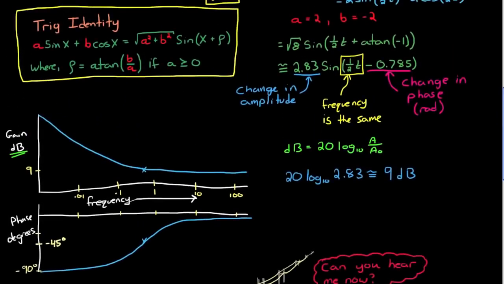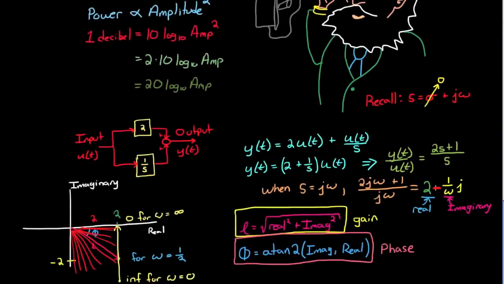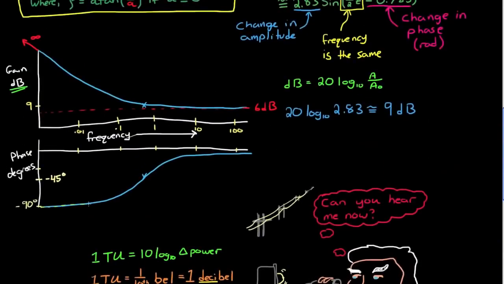If we go back up to our plot, you can see that's exactly what the gain is doing. The limit as frequency approaches infinity goes to 6 dB, which is a gain of 2. And off to the left, as frequency approaches 0, the gain goes off to infinity. Also, if you look at phase here, you can see that phase starts out at -90 degrees and then goes to 0 degrees. And again, that's exactly what our plot is doing.